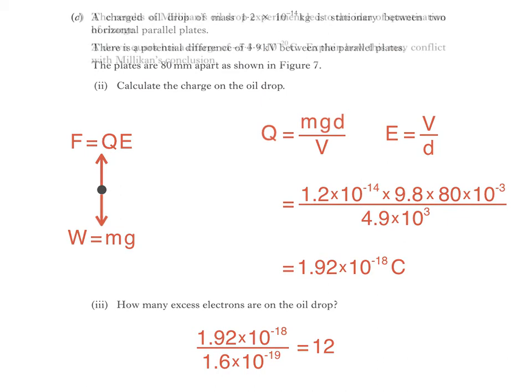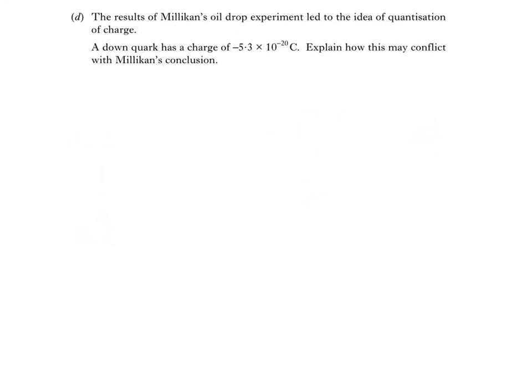Part D of the question relates to this. The results of Millikan's oil drop experiment led to the idea of quantization of charge. A down quark has a charge of negative 5.3 times 10 to the negative 20 coulombs. Explain how this may conflict with Millikan's conclusion. So again, we divide the magnitude of this charge by the charge on a single electron, but this time we don't get an integer multiple of 1.6 times 10 to the negative 19 coulombs. So we could write this as our answer.